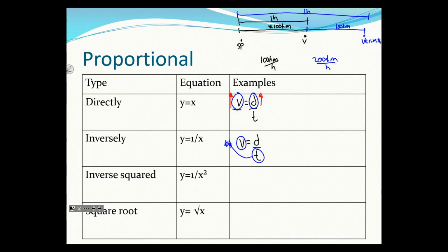So make sure you're always looking at them on the opposite side of the equal sign. So velocity and time have an inverse relationship. One's on top, one's on the bottom.